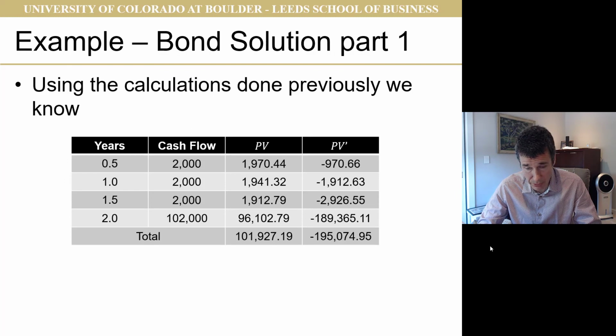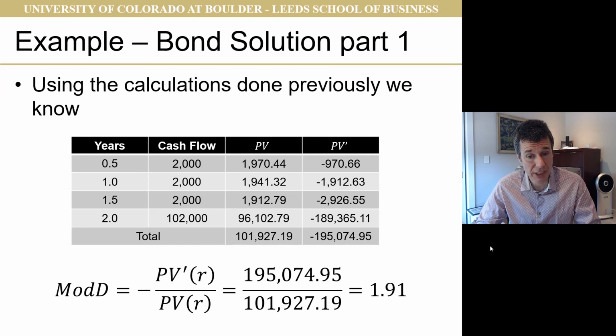So we go through some calculations, lay out our years, lay out our cash flows, lay out the present value of each cash flow, lay out the derivative of the present value of each cash flow, add up the present values, $101,927.19. Add up the derivatives, negative $195,074.95. The modified duration is the opposite of the derivative divided by the present value, or 1.91.